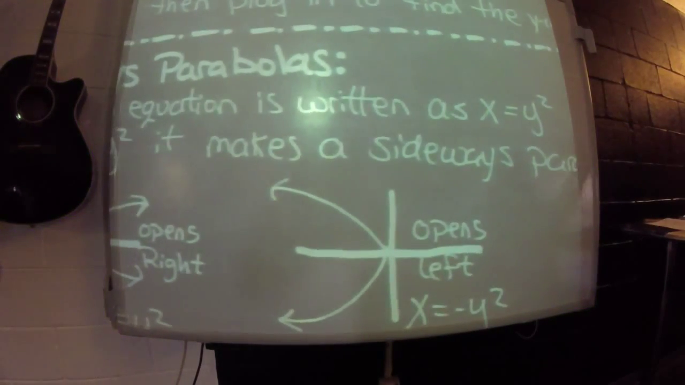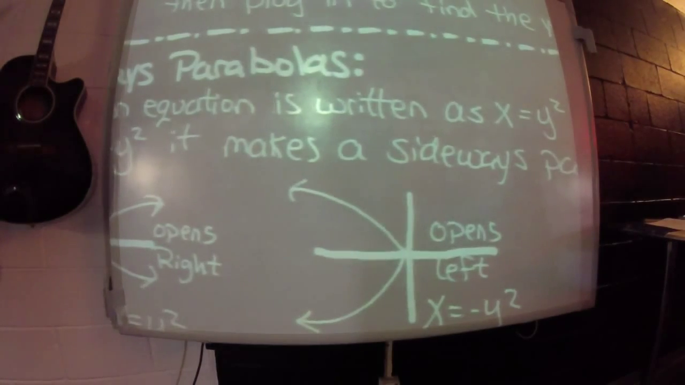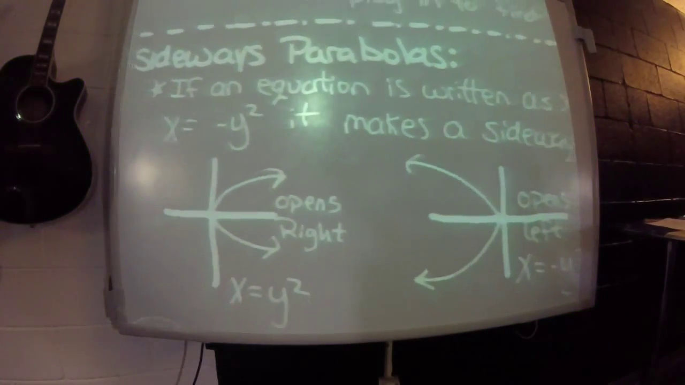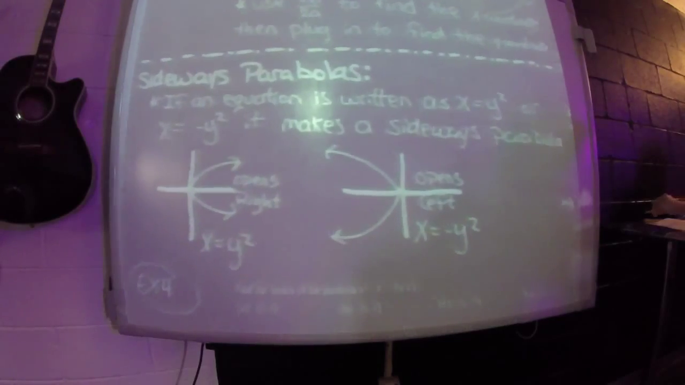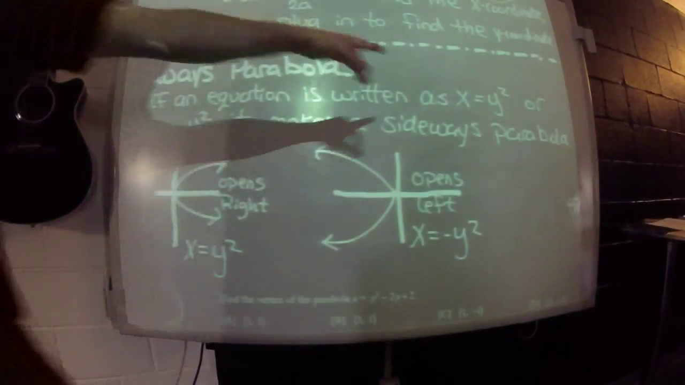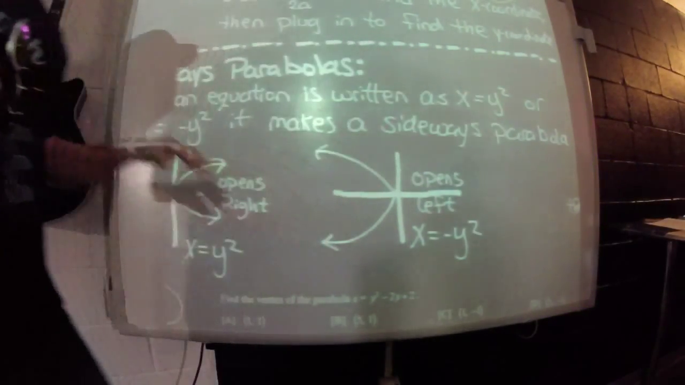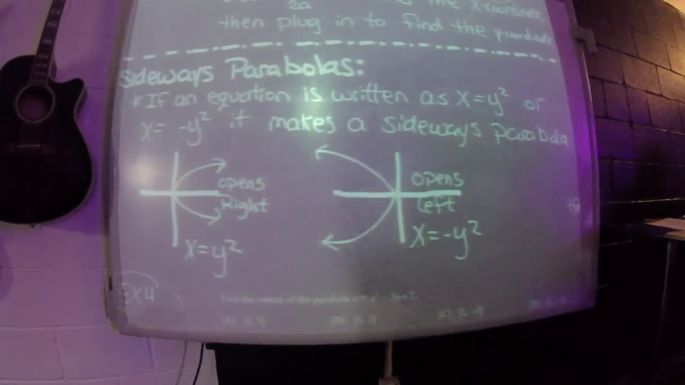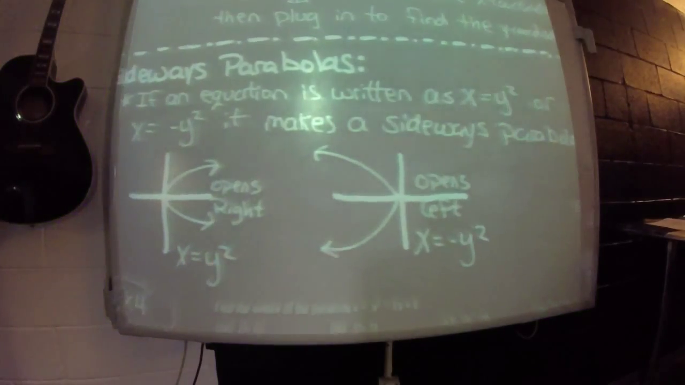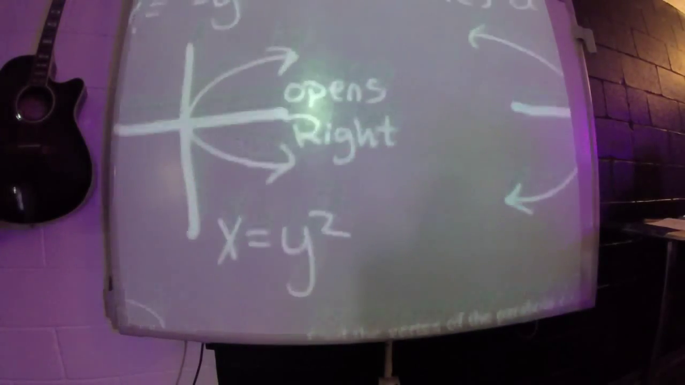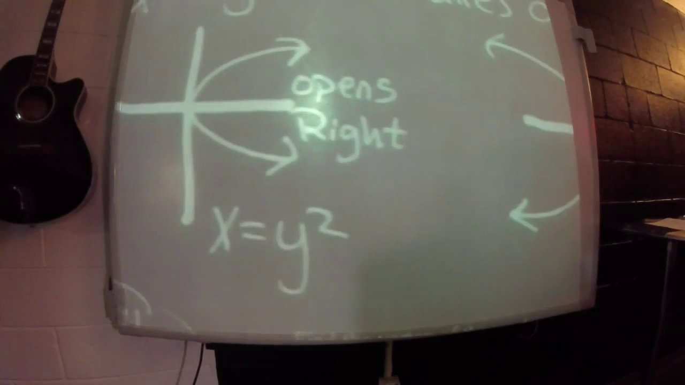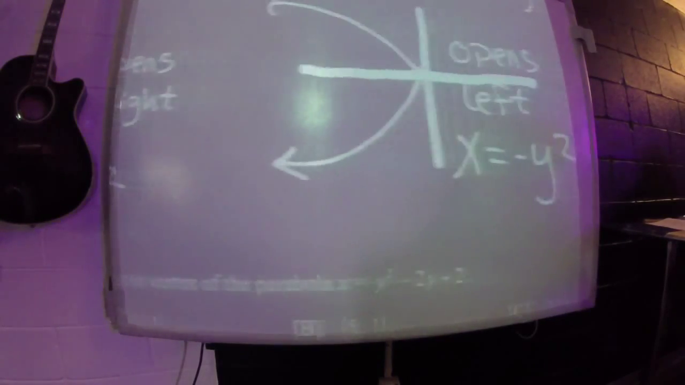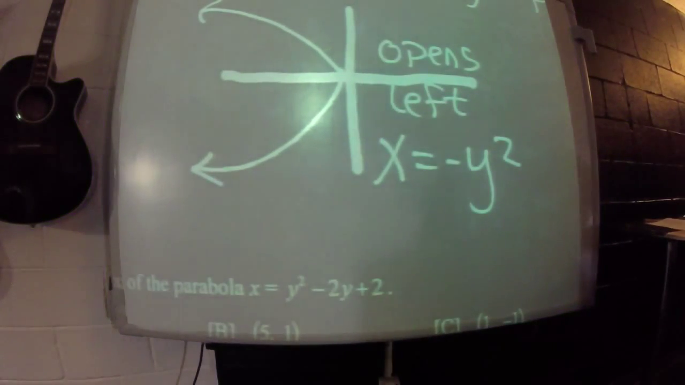Now everything's getting ready to change though. This is a special case: sideways parabolas. If you ever see an equation that's written as x equals y squared or x equals negative y squared, what you have is a sideways parabola. Here's x equals y squared right here. It opens to the right. And here's x equals negative y squared. It opens to the left.